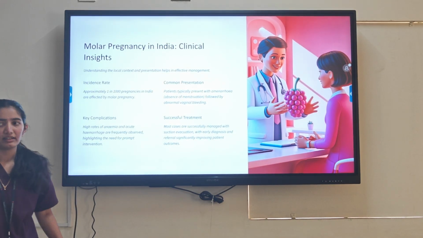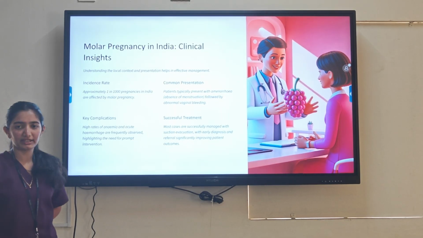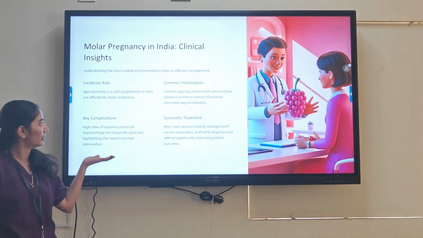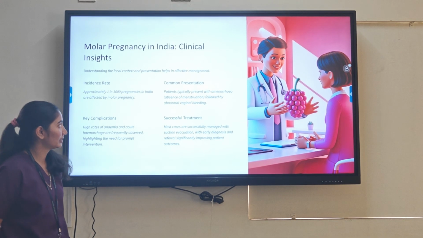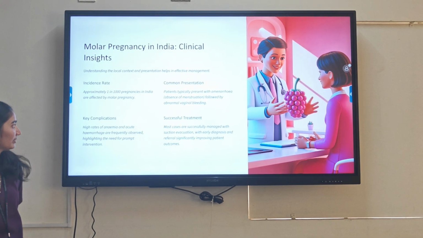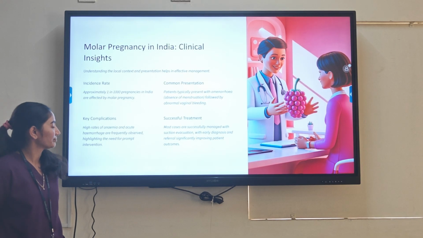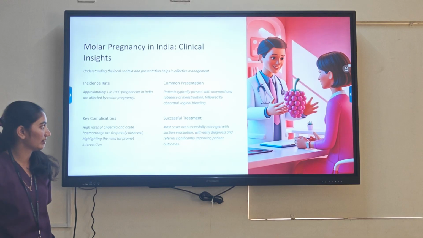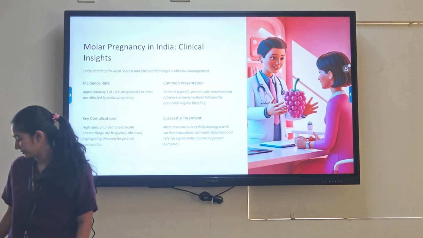Here in India, approximately 1 in 1000 pregnancies are affected by molar pregnancy. Common presentation: patients typically present with absence of menstruation followed by abnormal vaginal bleeding. Key complications: a high rate of anemia and acute hemorrhage are frequently observed, highlighting the need for prompt intervention. Successful treatment: most cases are successfully managed with suction evacuation, and with early diagnosis and referral, patient outcomes improve significantly.